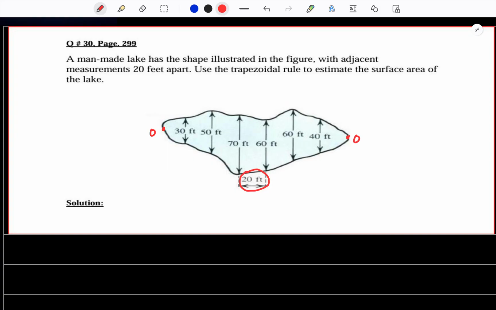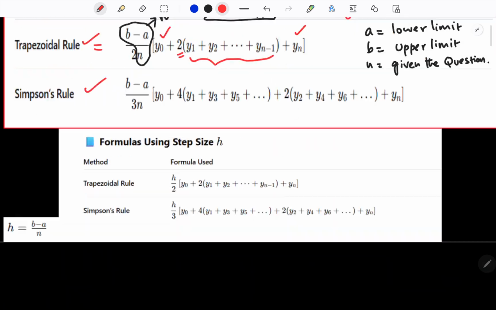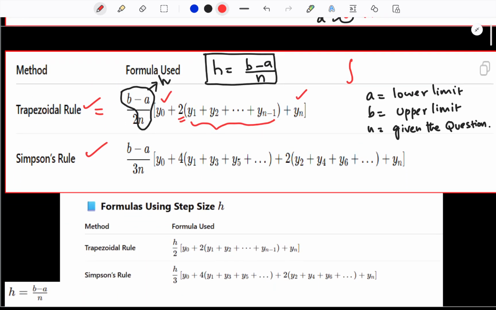So two formulas you have to remember. You have to use (b minus a) divided by n, which is also equal to h. If the upper limit and lower limit are available, use this formula. If the upper limit and lower limit are not available, then use the other formula. Okay, so let's go to the trapezoidal rule, where h is given.